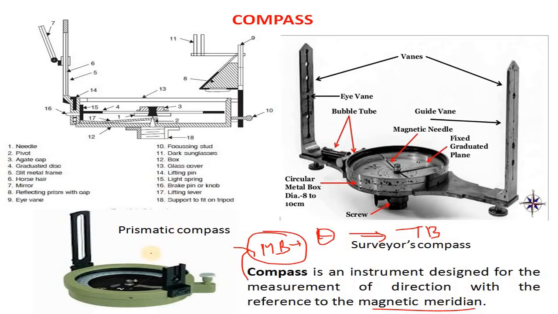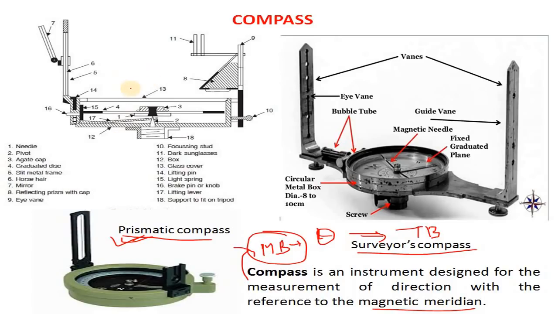Now there are two types of compass. One is the prismatic compass, the second is the surveyor compass. Nowadays, the surveyor compass is not used, and it is used only for mining purposes. We use the prismatic compass. This is a very light instrument. See the components and construction of the prismatic compass.